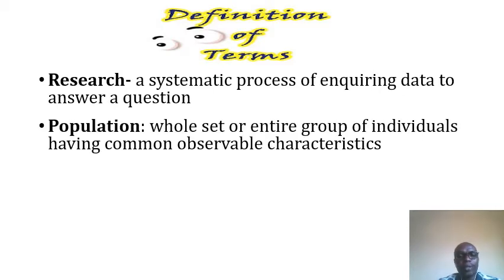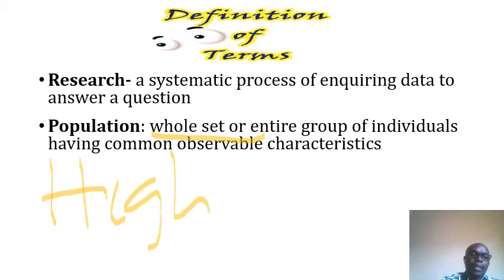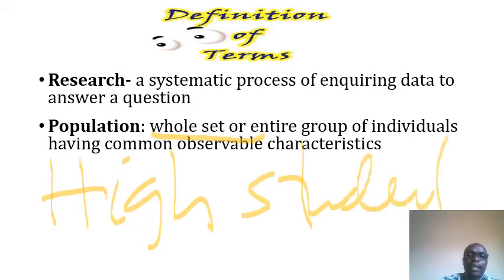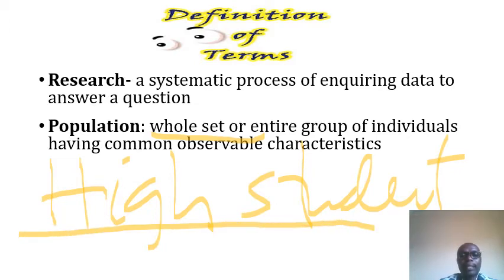The second terminology you want to look at is population. Population is a whole set or entire group of individuals who have common observable characteristics. For example, you want to do a study amongst high school students. So high school students is already a population since they are in the same classes. That means that you are not going to study a student who is in primary or beyond high school. So the observable characteristic is being high school.